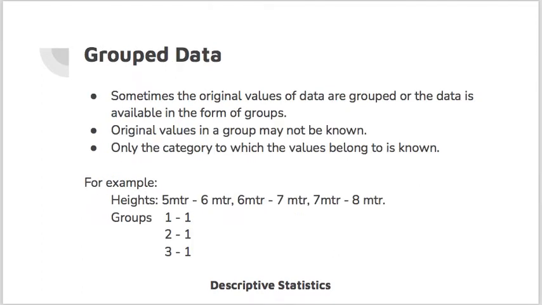The other type of how data can be represented is grouped data. Sometimes the original values of data are grouped, or the data is available in the form of groups. So original values in a group may not be known; only the category to which the value belongs is known. For example, heights: 5 meters to 6 meters, 6 meters to 7 meters and 7 meters to 8 meters. Here, for our convenience, we are not giving much importance to the particular variable height, so we are making it grouped data. In the first group, 5 to 6 meters, the difference is 1. The second group, 6 to 7 meters, is 1, and the third group, 7 to 8 meters, is 1.